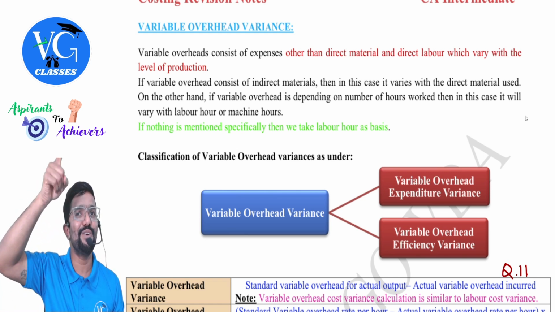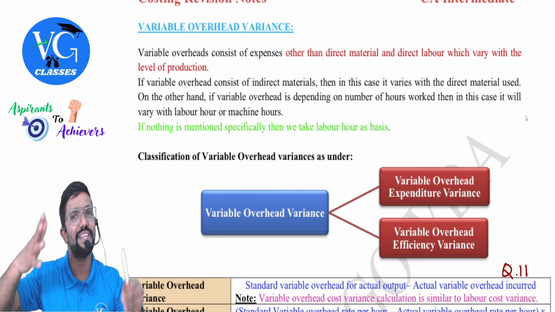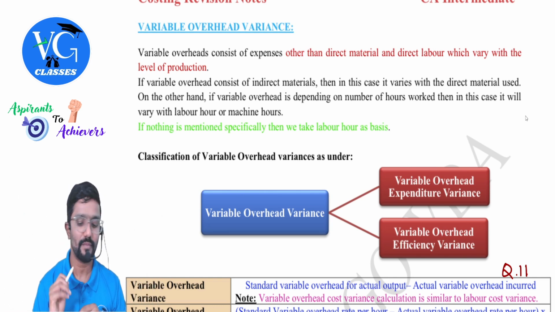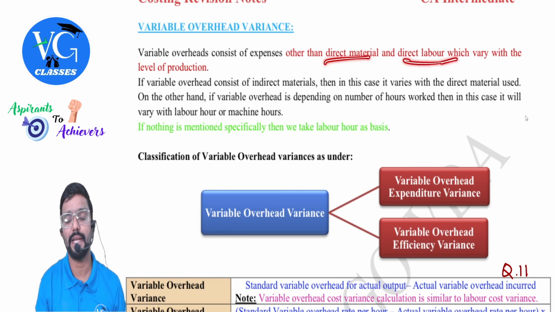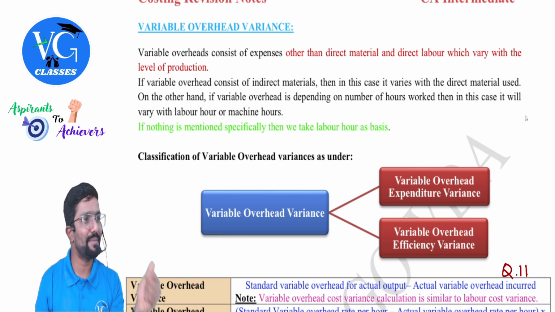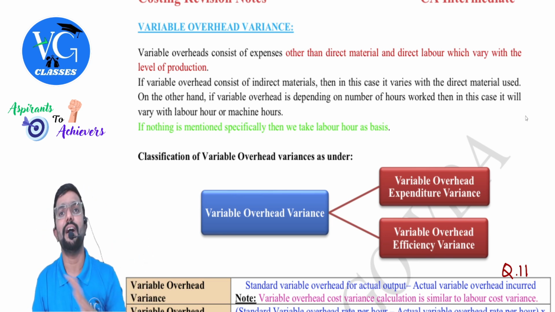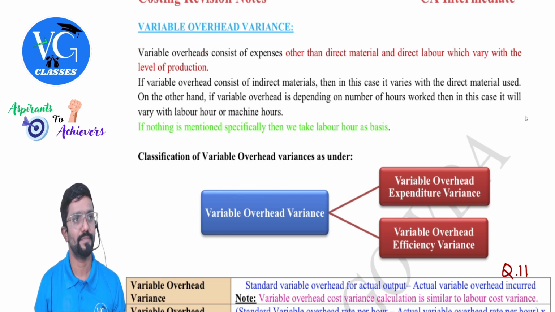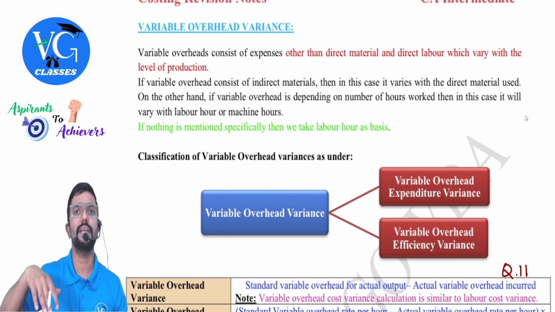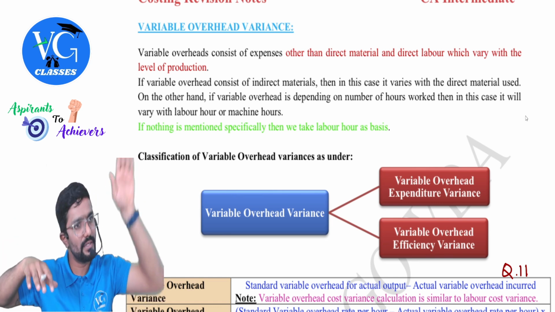Whatever we discussed, I already told it is direct. When it is direct, it is always variable in nature. Variable overheads consist of expenses other than direct material and direct labor, which vary with the level of production. Any cost other than direct material and direct labor, which will vary with the output or level of production, we put it under what? Variable overhead. It will vary with the production: higher the production, higher will be the cost; lower the production, lower will be the cost.